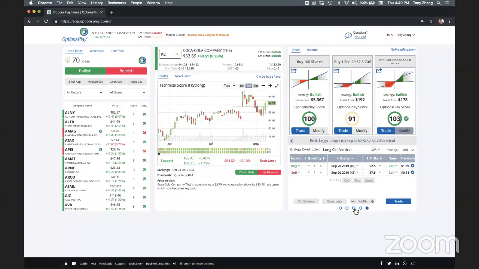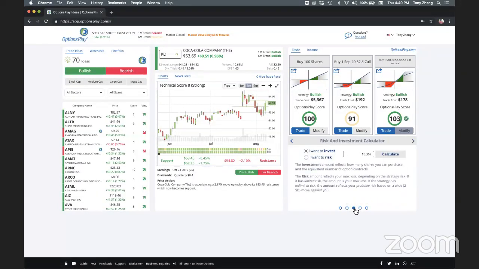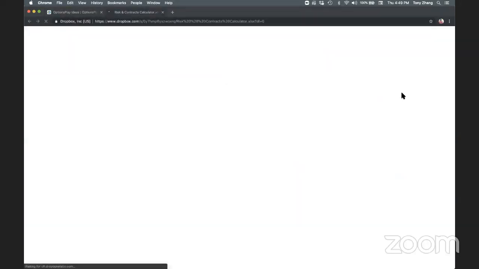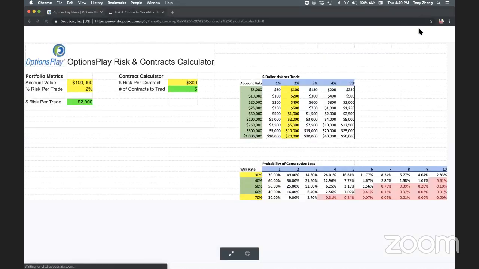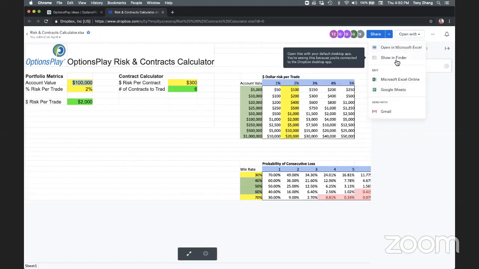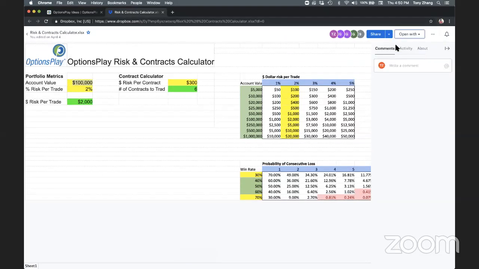So one of the tools that we have available to you in Options Play is a risk and investment calculator, and it's on the third dot here at the bottom of your P&L simulator. What we do is allow you to do this in two different ways. You can choose how much you're willing to invest, or you can choose how much you're willing to risk. So I'll bring up the risk and investment calculator that I just showed everyone here today. And what I can do is use this to, let's see if I can change this. Maybe I should download this, sorry. Let's open this in Excel.